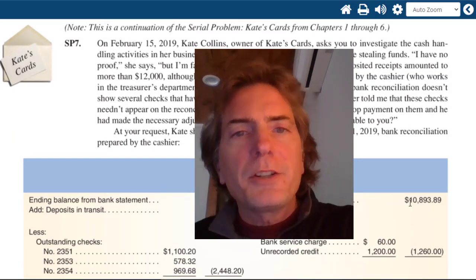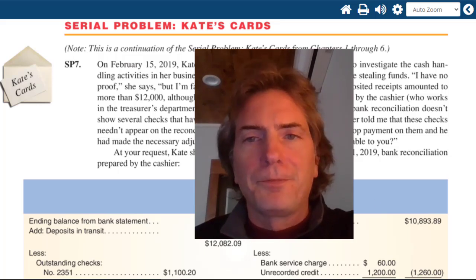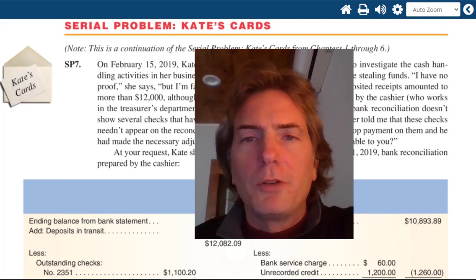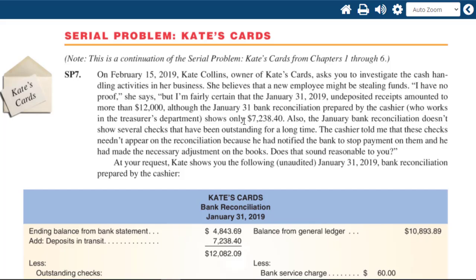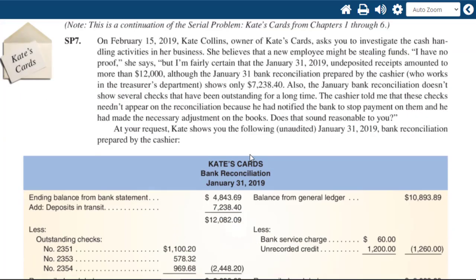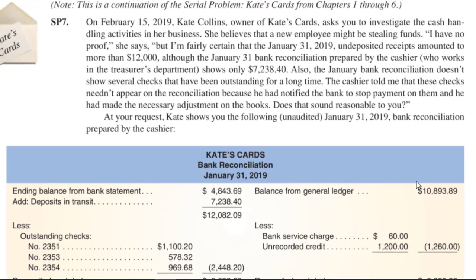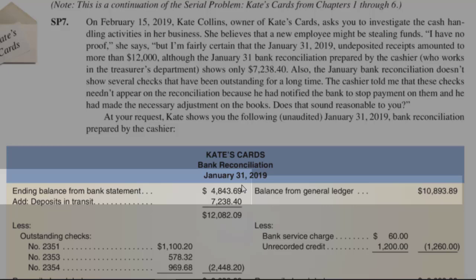Hey class, this week we're going to work on Chapter 7, Serial Problem with Kate's Cards. Looking at this problem, you can see that Kate has a bank reconciliation. What a bank reconciliation means is that when you look at your balance on the general ledger, like the T accounts you have that say cash, and then you look at the bank statement, they usually don't match up.